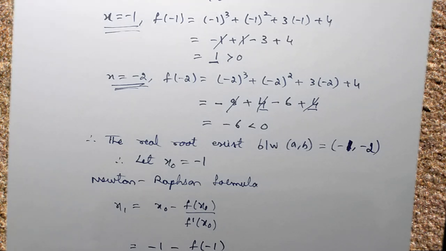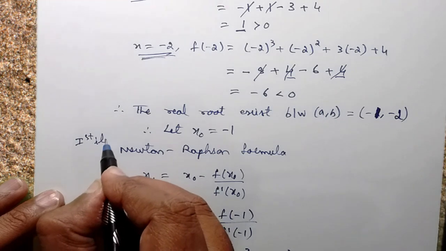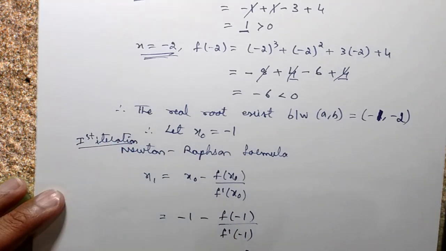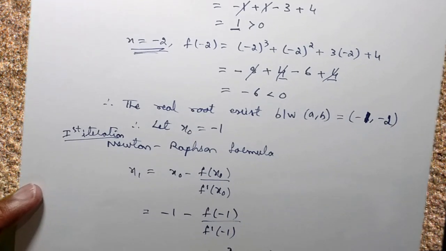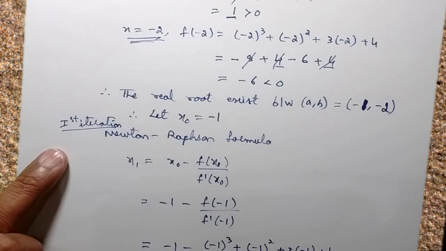So you have to take this particular value and go for the next iteration. What I have calculated is this first iteration. This is the first iteration I have calculated. He is asking only 2 iterations. So one more iteration I have to calculate. So after this first iteration, I will go for the second iteration.